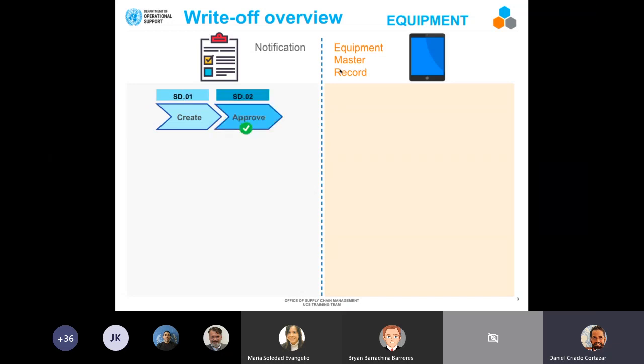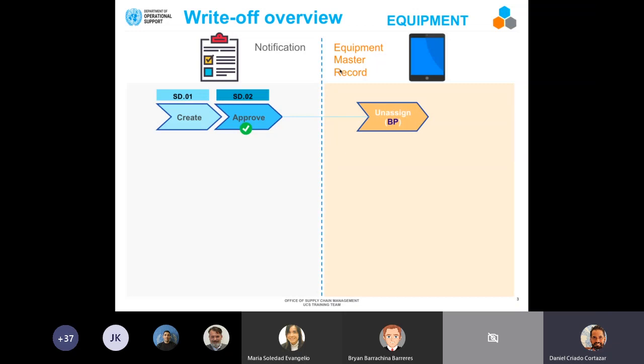Afterwards, the SD02 notification approver will approve the notification. We know that it's not only happening for write-off, but also for handover and equipment assignment. So we know that a notification is a document that runs in parallel with the rest of the business transactions. Okay, so what happens in the equipment master record?